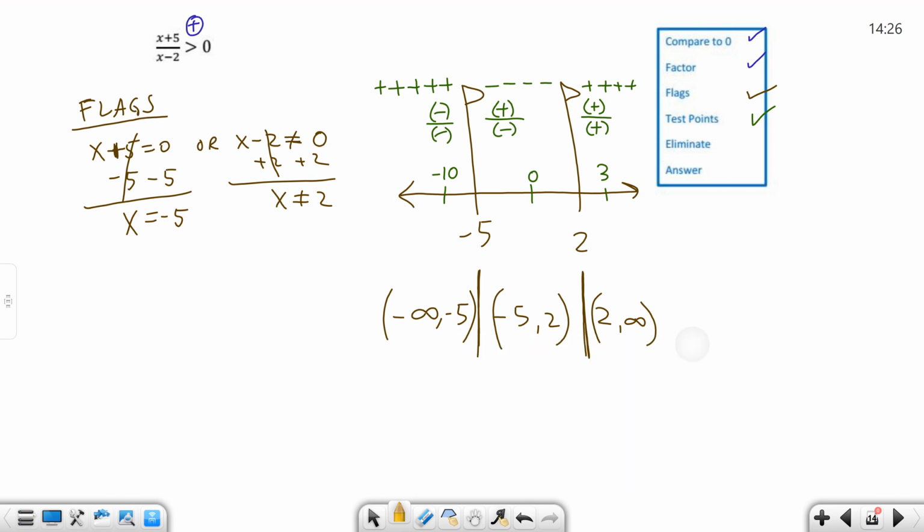So now I'm ready to eliminate. I'm looking for pluses, so keep this one. Get rid of the minus and keep the last one, right? So I eliminated them, and then my answer is going to be what? Negative infinity to negative 5.